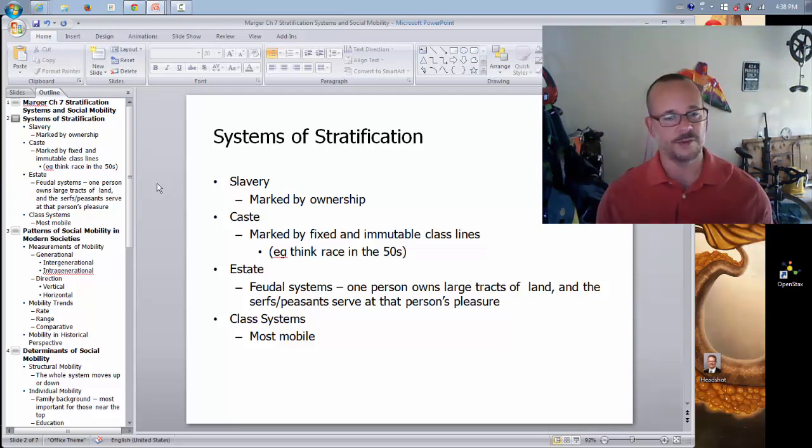Those are the systems that the book talks about. Then you have a class system. And the important thing about class systems, for anything we're talking about, is that class systems are the most mobile systems. In a class system, you can move up, you can move down.